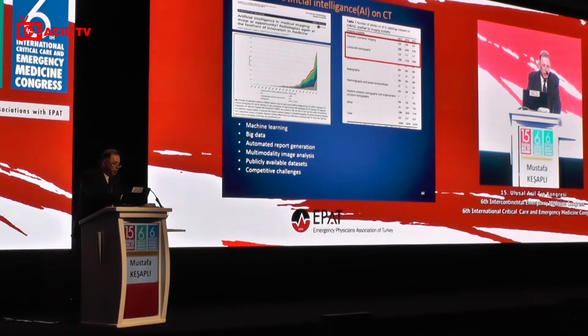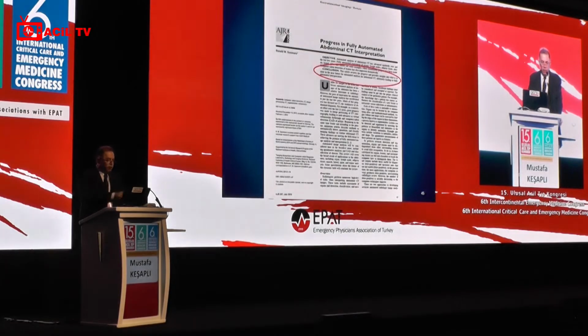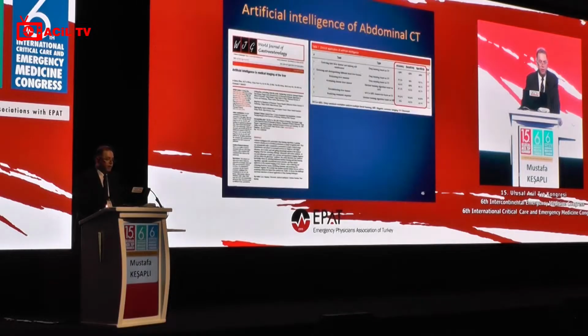So machine learning, big data, automated report generation, multimodality image analyzers, publicly available data sets, and competitive challenges are coming up to us. Maybe two congresses later, we will speak and compare whether the radiologist or artificial intelligence is better. I will show you other papers about it. Also, progress in fully automated abdominal CT interpretation, and the sensitivity and specificity are so high, my friend. I will show you also.